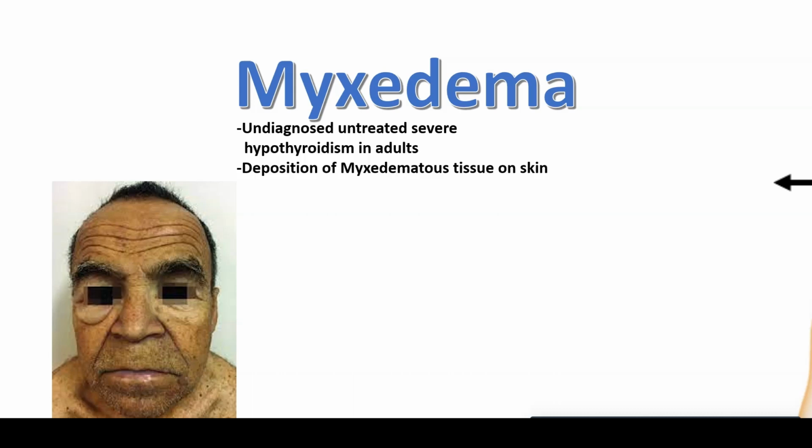Okay, so a classic feature of myxedema is that there will be deposition of myxedematous tissue on skin. Which will obviously lead to skin changes, which is what we can see in this picture, and actually it's the same picture through which you can identify and memorize all the features of myxedema.